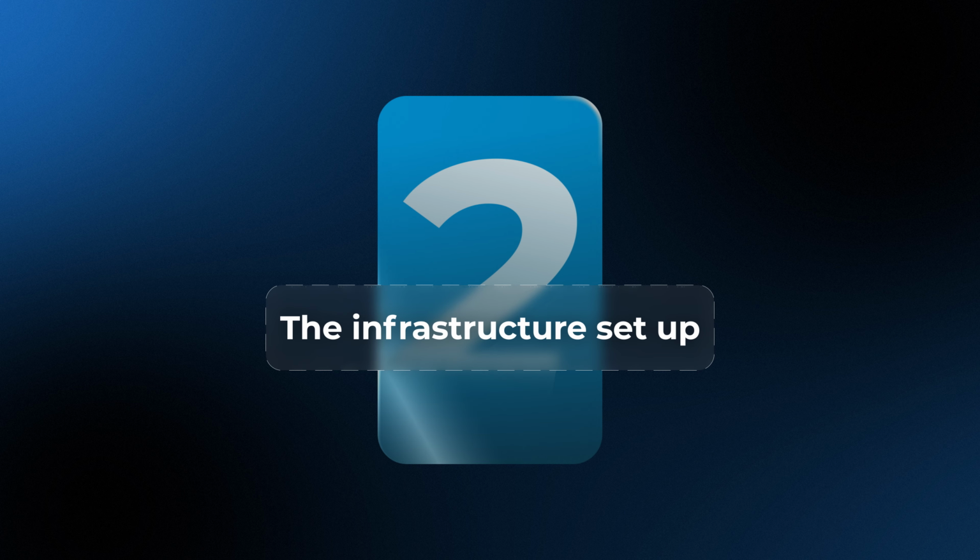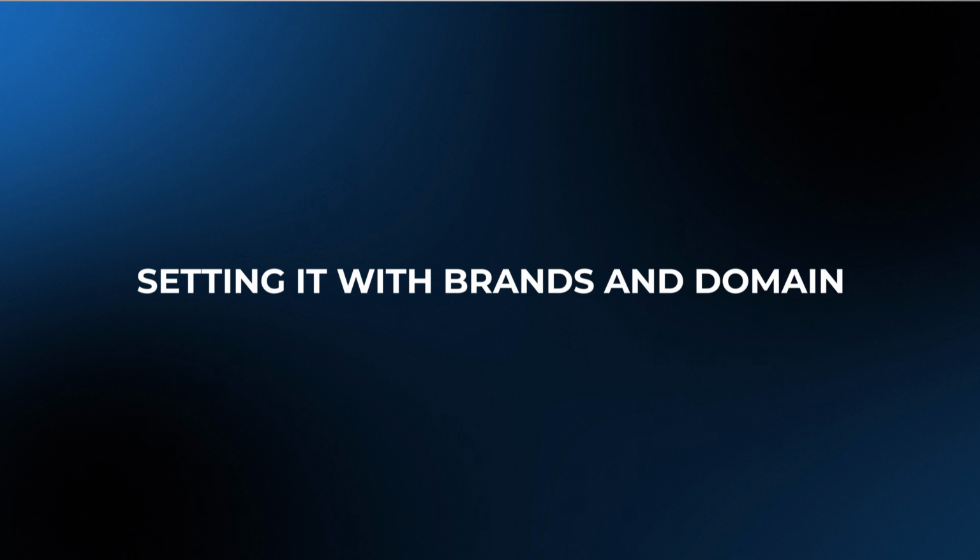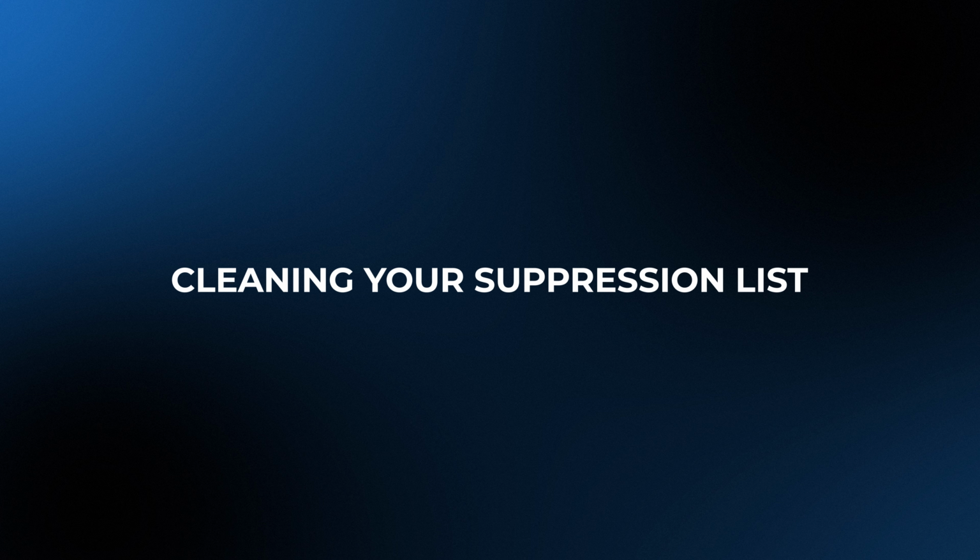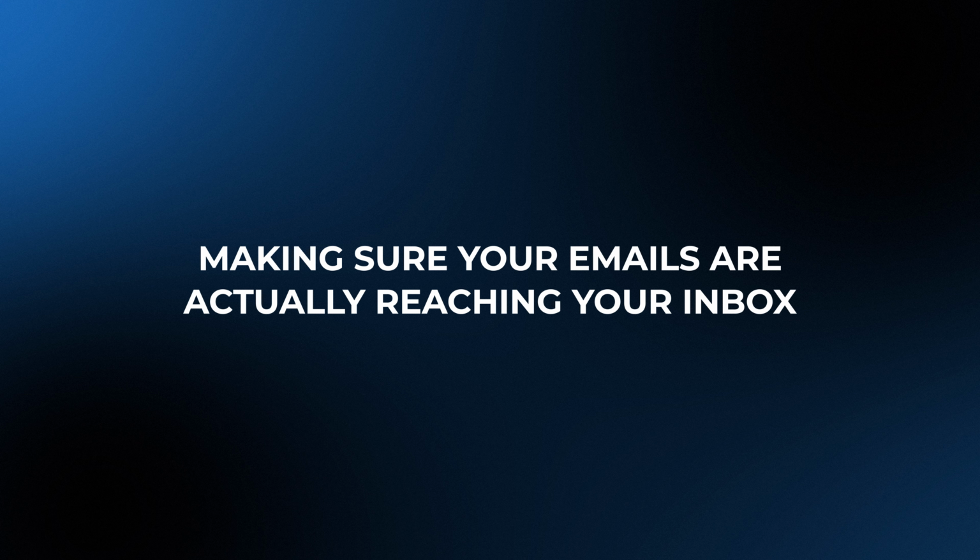Step 2, this is the infrastructure setup. Before we build anything, I'm fixing your deliverability. I'm setting up your branded sending domain, cleaning your suppression list, and making sure your emails are actually reaching the inbox. Because the best designed emails in the world are worthless if they land in spam. This means having proper SPF, DKIM, and DMARC records. It means removing unengaged subscribers who are killing your sender reputation. Most brands skip this step and wonder why their campaigns and flows flop.